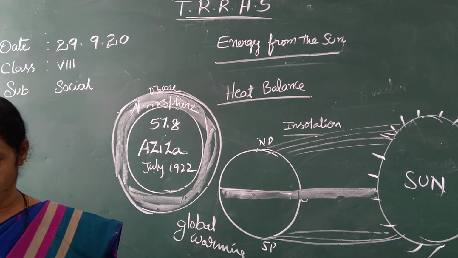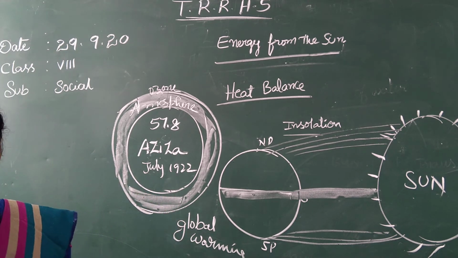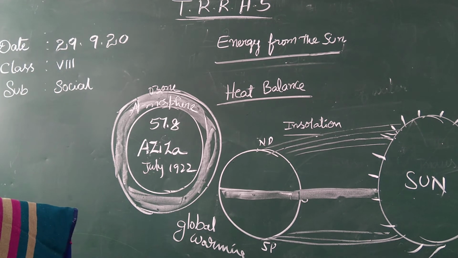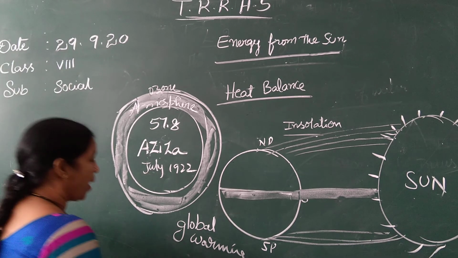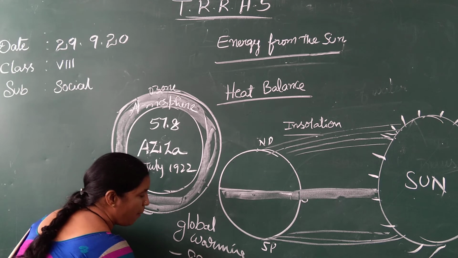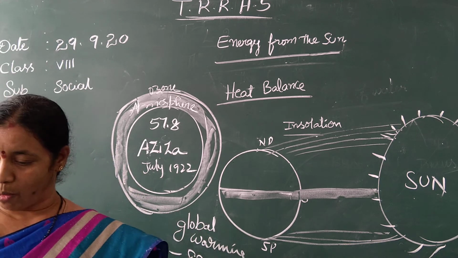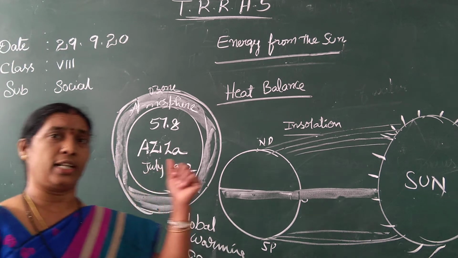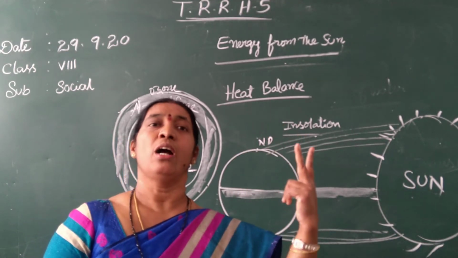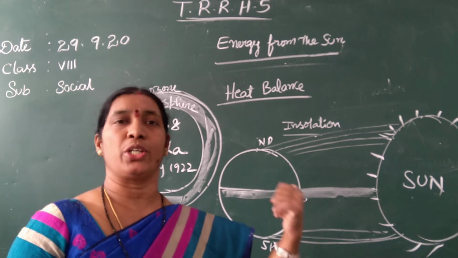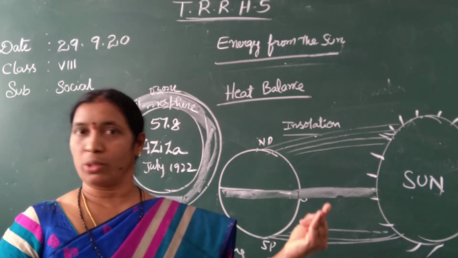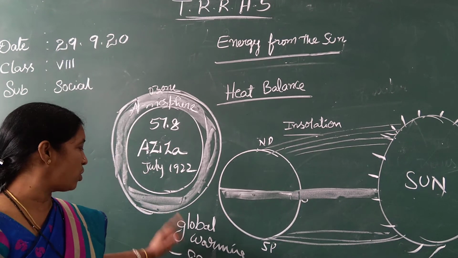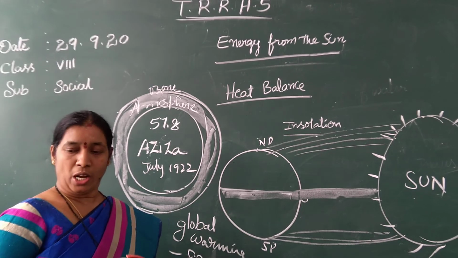And the lowest temperature was at Vostok Station in Antarctica. In Antarctica the temperature fell to minus 89.2 degrees Celsius. You know the continents: Africa, Antarctica, Australia, Asia, Europe, North America and South America. The lowest temperature is recorded in Antarctica.